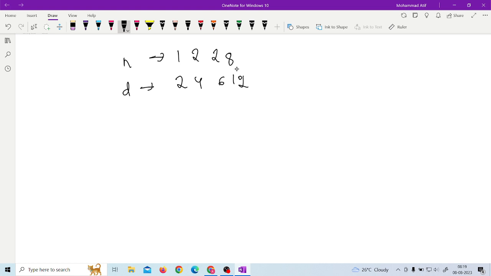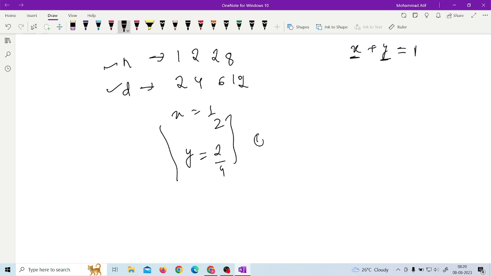So I need to make the sum x plus y. X and y will be two fractions such that their sum is equal to 1. So we need to take this x and y from these two arrays. So x can be equal to 1 by 2, and the other, y, can be equal to 2 by 4, and this sums up to 1.